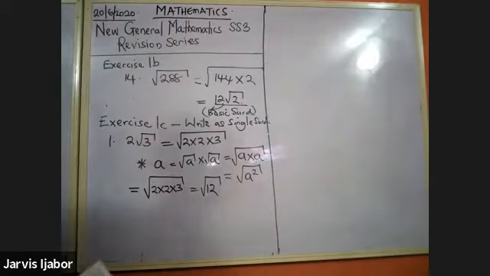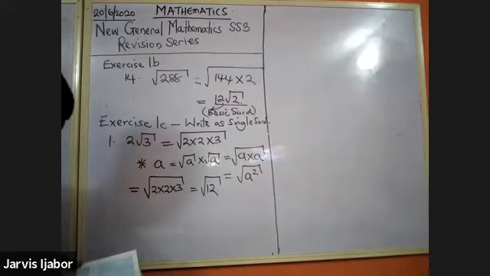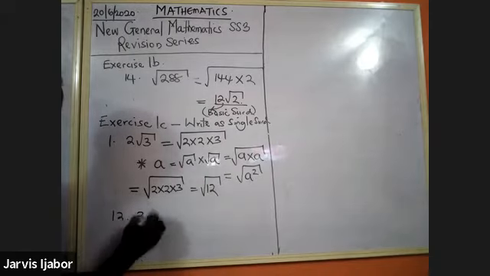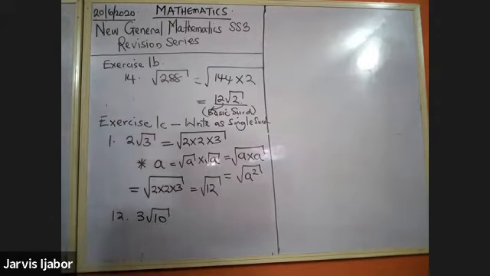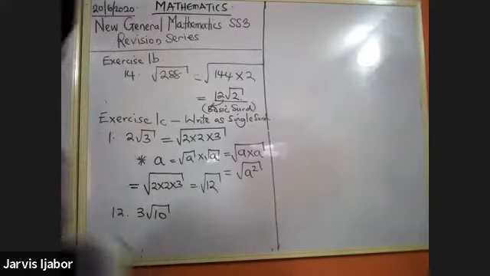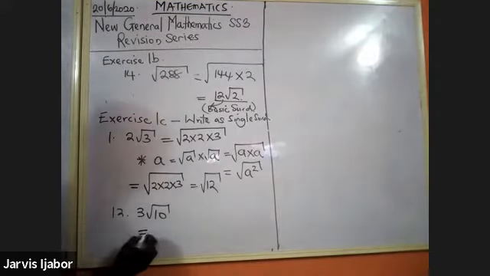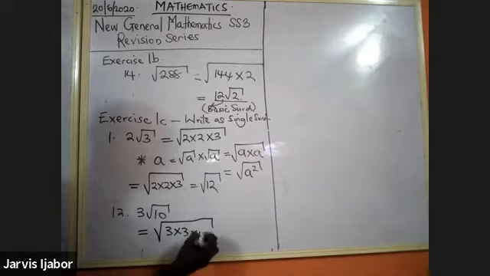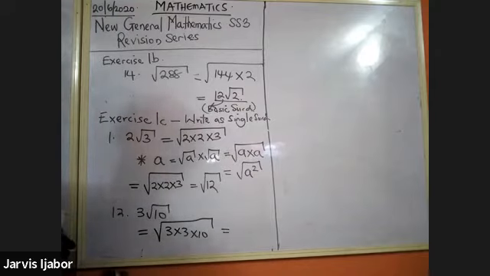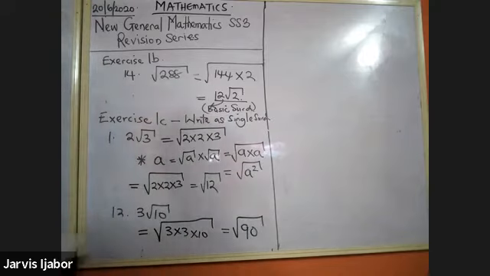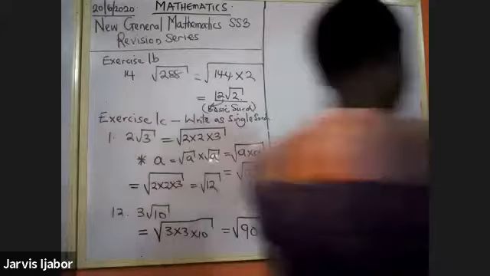All right, I'll give us one to attempt. Let's look at question 12, √10. Let's all do that using the approach. This would be equal to the √3 times 3 times 10, which will be equal to the √90. So writing that in single surds, the answer will be √90. So let's go to exercise 1D.